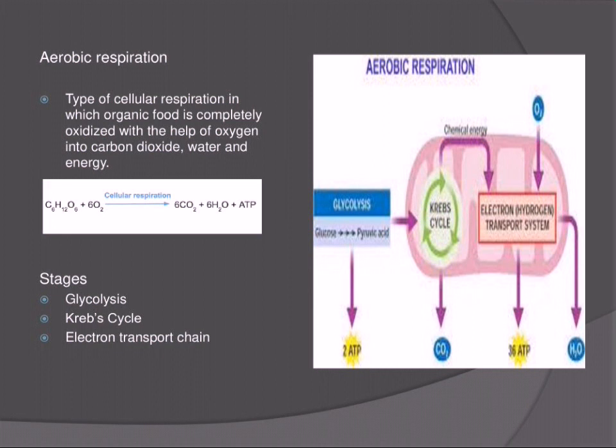This glycolysis takes place in the cytoplasm of the cell, and this is the first step in both aerobic and anaerobic respiration. Second one is Krebs cycle. This cycle occurs in the mitochondria matrix. We have seen the structure of mitochondria. Now you will understand how this mitochondria plays an important role in respiration.